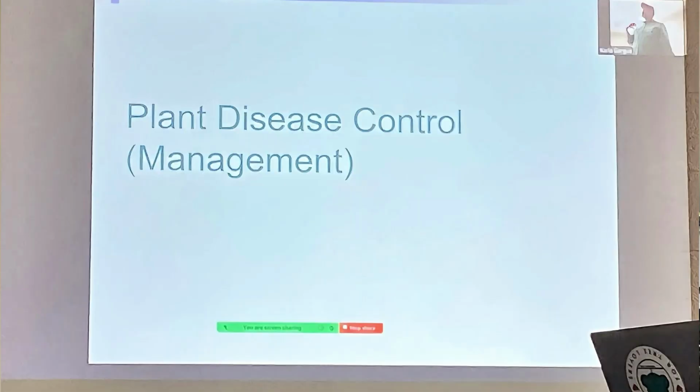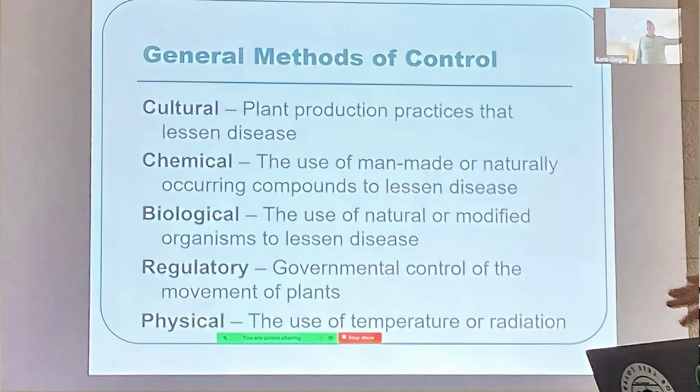Plant disease control management. So you're probably wondering, well, how do I fix all this? Well, let's see. There are methods of control. There are cultural plant production practices that lessen disease. Chemical, the use of man-made or naturally occurring compounds to lessen disease. Biological, the use of natural or modified organisms to lessen disease. Regulatory is governmental control of the movement of plants. And then physical, the use of temperature or radiation.